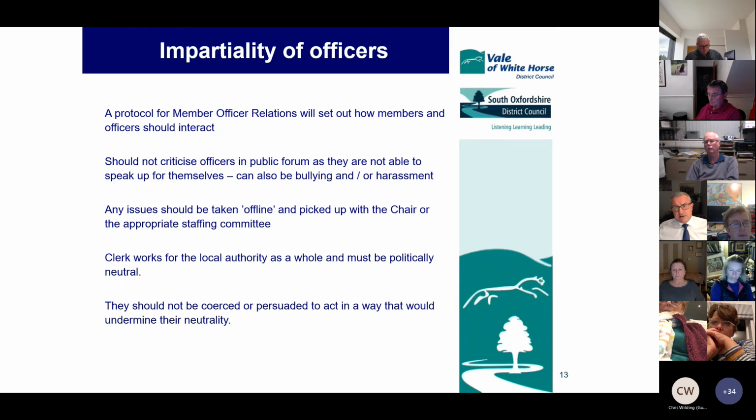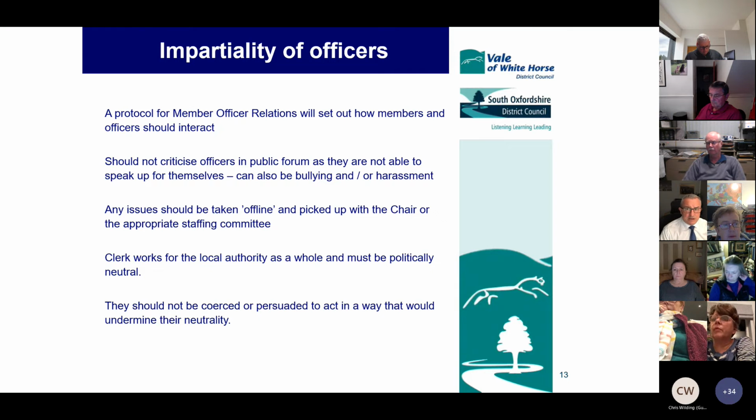So if a councillor has a difficulty with a clerk or an employee of the council, that shouldn't be picked up in a public meeting. It should be dealt with through the chair or through the proper channels if you have a committee. As you know, the clerk, like an officer at district council level, works for the local authority as a whole and must be politically neutral. And they shouldn't be coerced or persuaded to act in a way that undermines their neutrality.